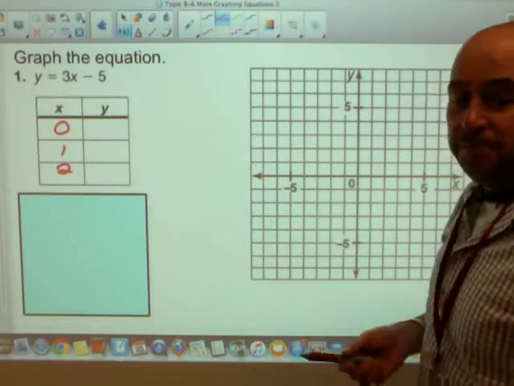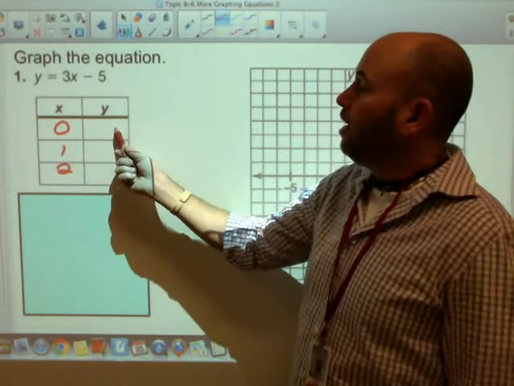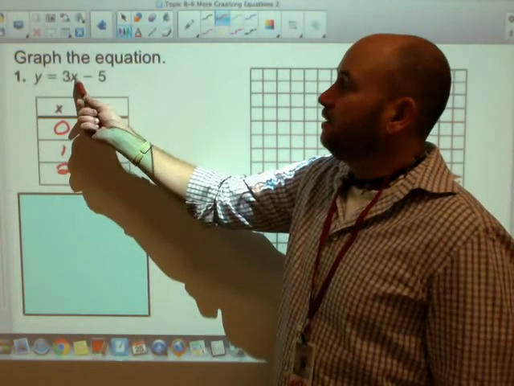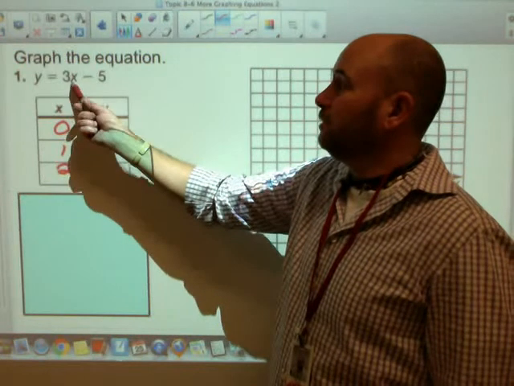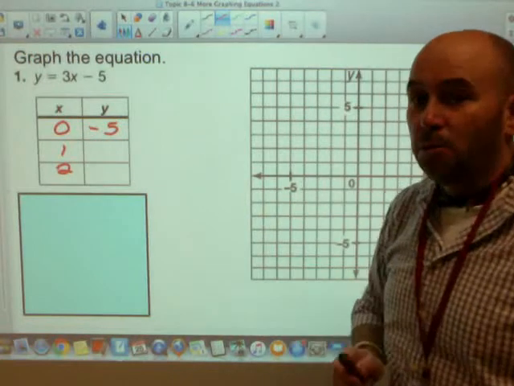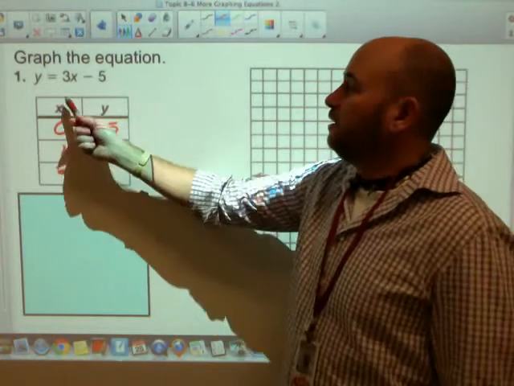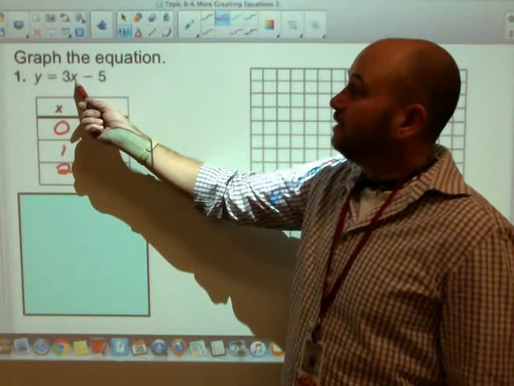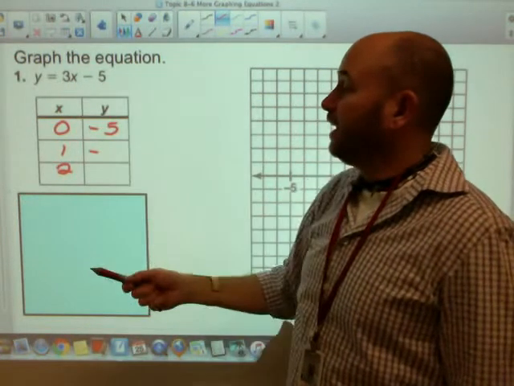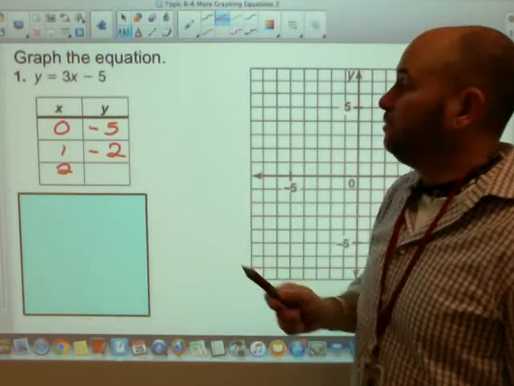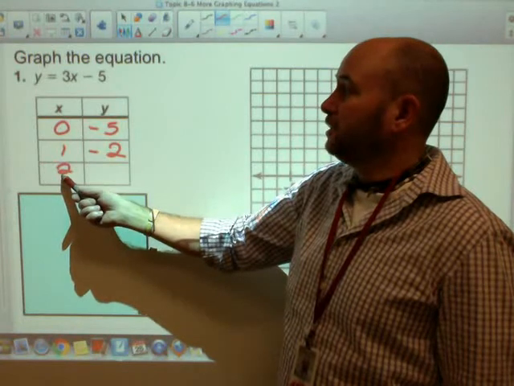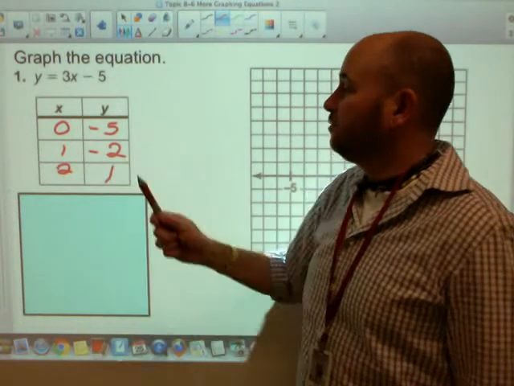And when I do that, I can then say, okay, what's my y value? Well, 3 times 0 is, I'm sorry, 0. 3 times 0 is 0. 0 minus 5 is negative 5. Ooh, that's a tough one. 1. 3 times 1 is 3. 3 minus 5 is negative 2. And then we have 3 times 2 is 6, minus 5 is 1.